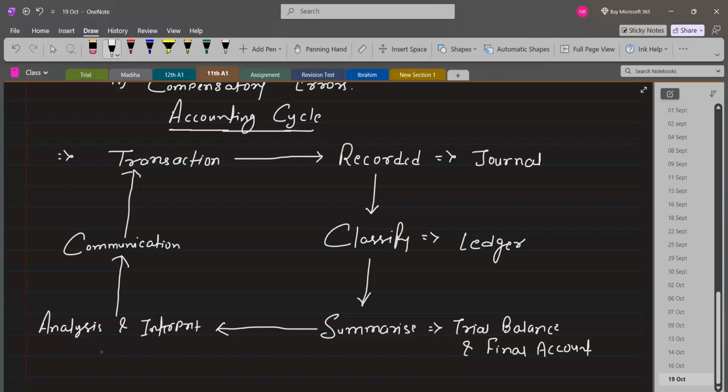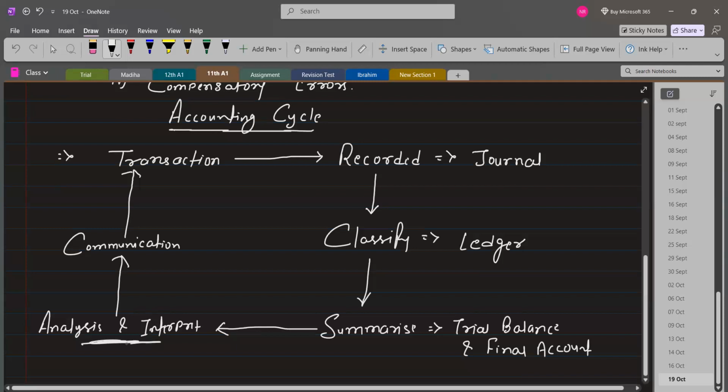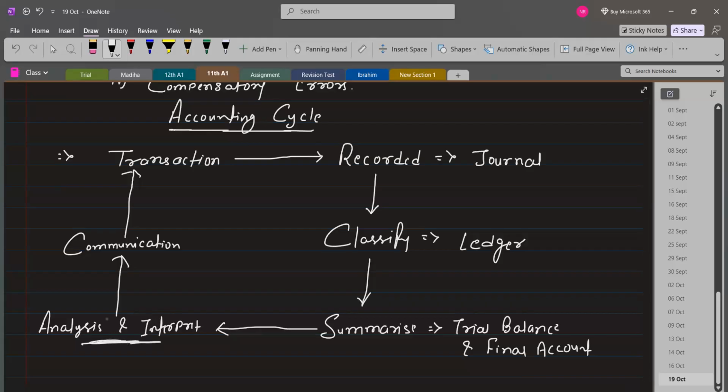The same goes with a student's life. You prepare for exam, then you give small tests to understand your preparation, then you give the final examination, the result comes, and then you analyze your result. If everything is good, then good. Otherwise, you analyze what went bad, what is the problem, what is the issue, and then you communicate it with your parents. This is the same situation in accounting also.